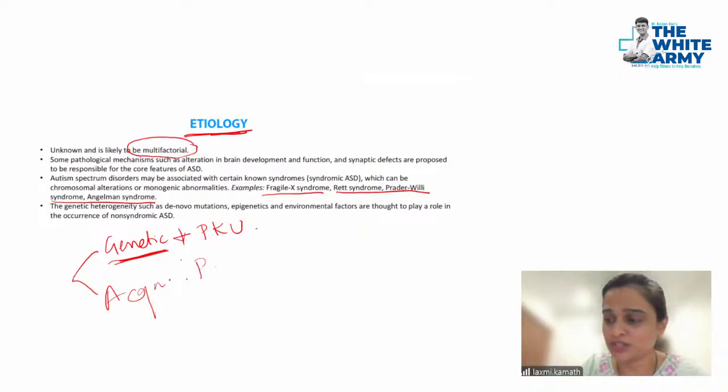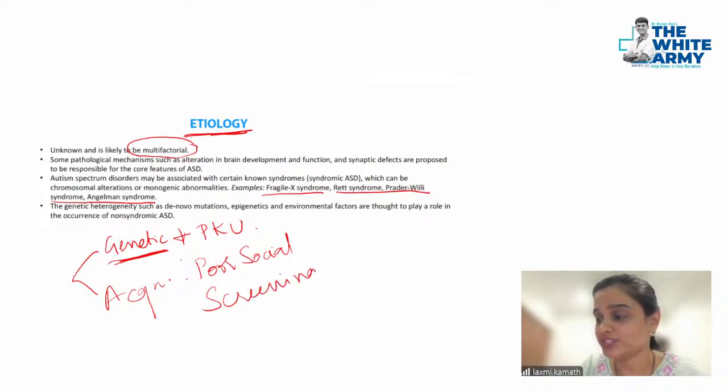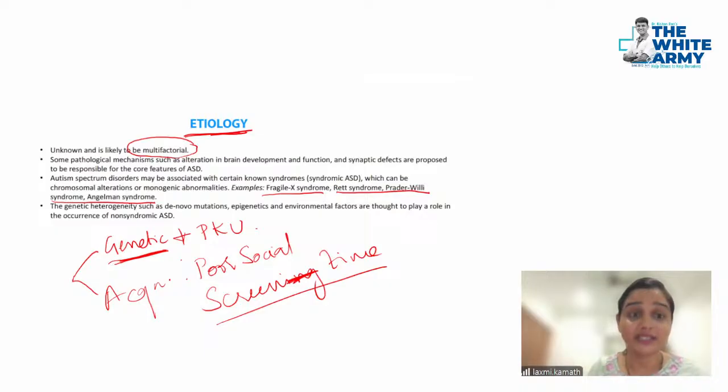Okay, now the acquired ones are what we have created for the child. So a poor social environment where the child was exposed to very high screen time, sorry, not screening, the screen time. If the child is exposed to a very high screen time and very early in life.